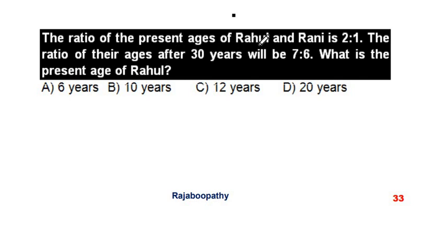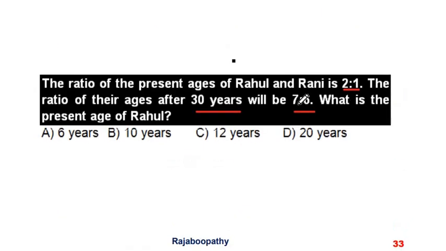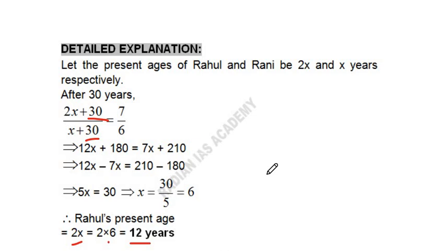The ratio of the ages of Rahul and Rani is 2:1. The ratio of the ages after 30 years will be 7:6. So what is the age of Rahul? Simple problem. After 30 years, add, then find the value of X. What is asked is the age of Rahul. So the answer is 12.